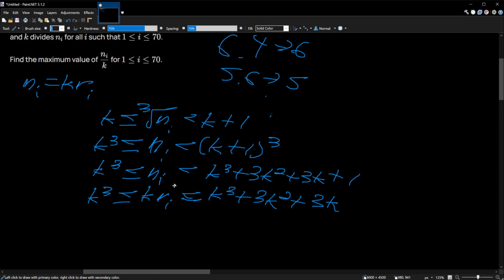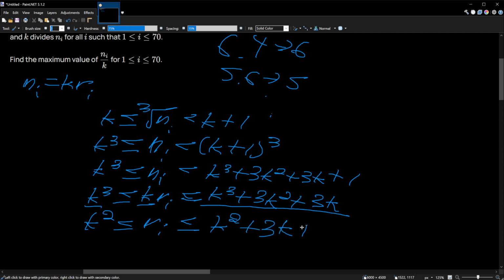And the motivation for why you might want to do that is because now you have a k here, a k here, and a k here. So we can divide out the k. So k squared is less than or equal to r sub I, which is less than or equal to k squared plus 3k plus 3. So we have our max for r sub I. Our max of r sub I is k squared plus 3k plus 3.